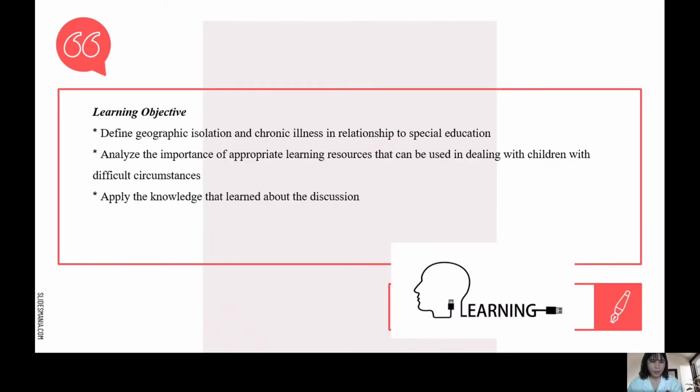So, let's proceed. Here are the learning objectives. Number 1, define geographic isolation in chronic illness in relationship to special education. Number 2, analyze the importance of appropriate learning resources that can be used in dealing with difficult circumstances. Number 3, apply the knowledge that you learned from the discussion. So let's proceed.